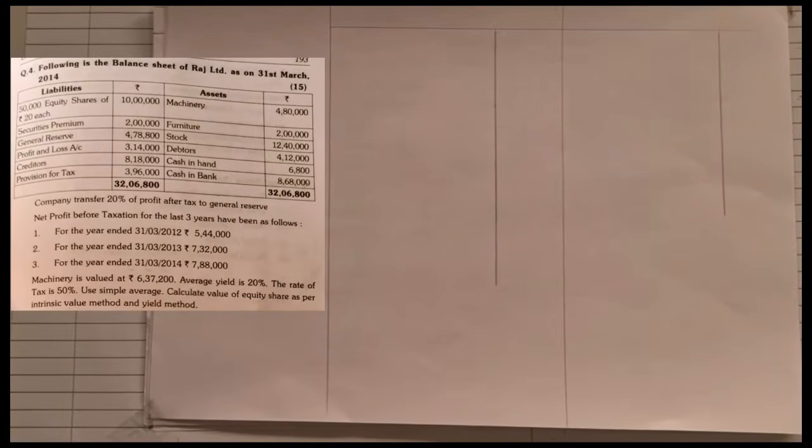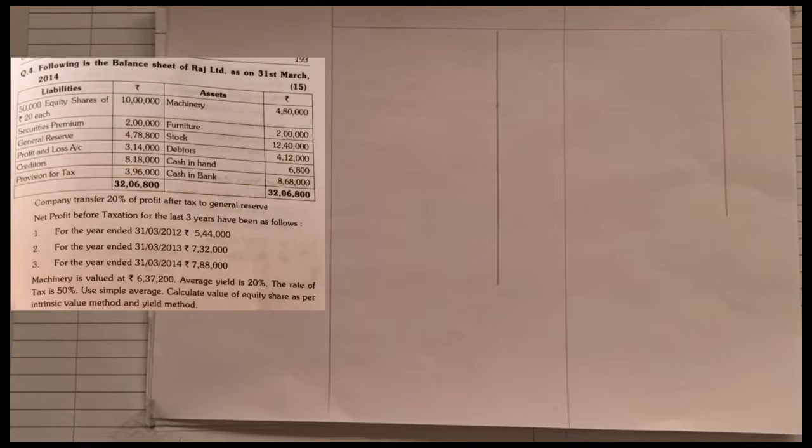The following is the balance sheet given to us. They're giving you liabilities and assets, all the liabilities, all the assets, and they told you the company transfers 20% of its profit to GR. Net profit of the last 3 years is given. Machinery is valued at this amount. Average yield in the type of business is 20%. Rate of tax is 50%. Calculate the value of one equity share, that is, calculate the value of share on the basis of number 1.